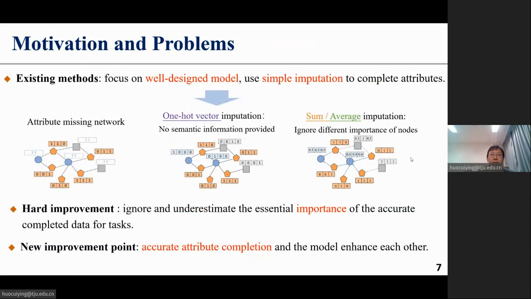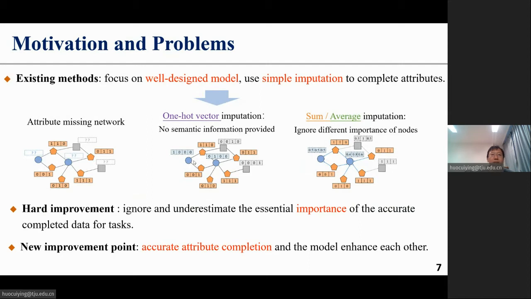So existing methods mainly focus on the design of an excellent heterogeneous GNN model while using handcrafted imputation methods such as average or one-hot imputation for the preparation of the complete attributes for the model. As existing methods often ignored the essential importance of accurate completed data for tasks, it's difficult to use them to improve the models.